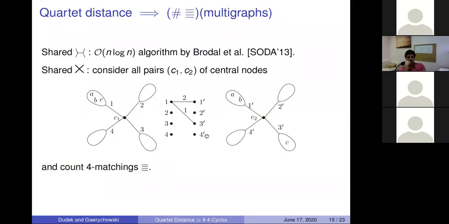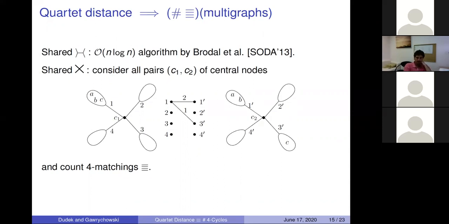So now that's one side, one direction, and we would like to show the other direction. So we want to establish equivalence up to polylog factors. So we would like to take quartet distance and reduce it to counting cycles in a graph or in many graphs, okay? So this is more complicated, and it consists of a few steps. I will highlight some of them to you.